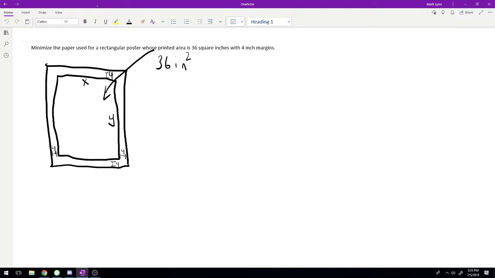So we want to minimize the total paper used. So the equation that we're going to be minimizing will be the area of this entire rectangle, because that's the total amount of paper. So the area of that would be, of course, the width times the height. So the width would be x plus the two 4-inch margins. So that width would be x plus 8. And similarly, the height would be y plus 8. So our total area is (x plus 8) times (y plus 8).